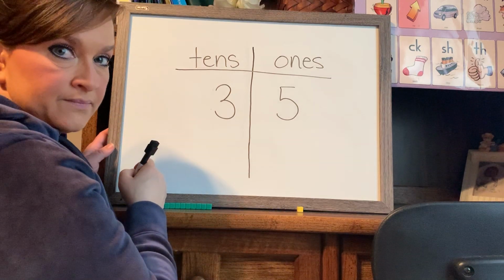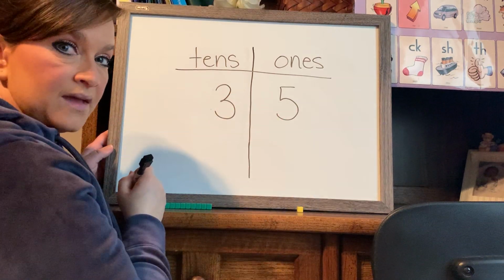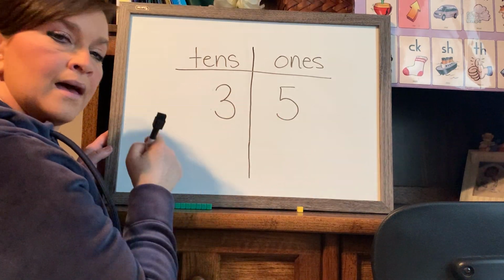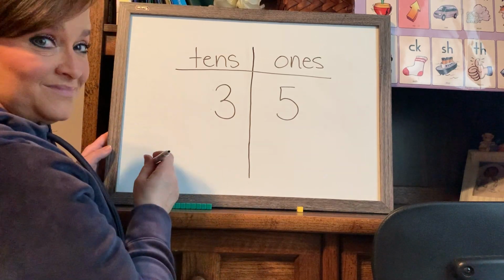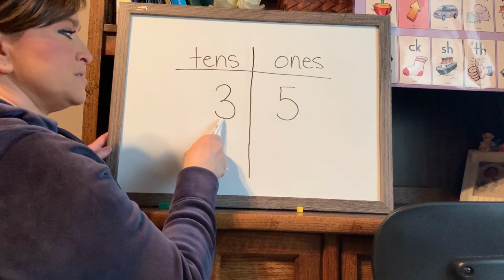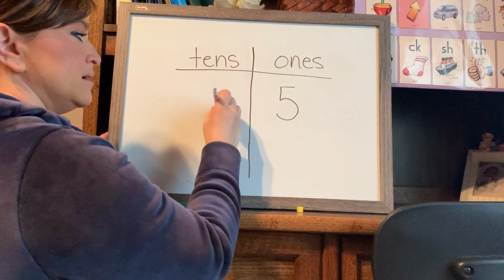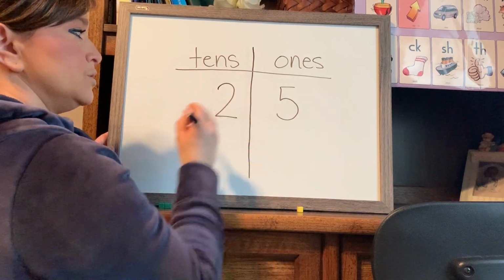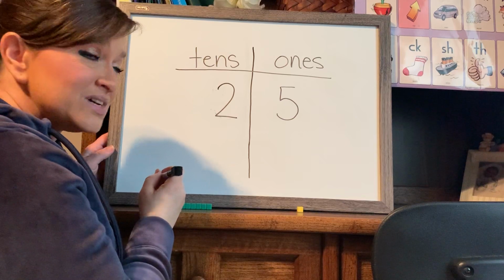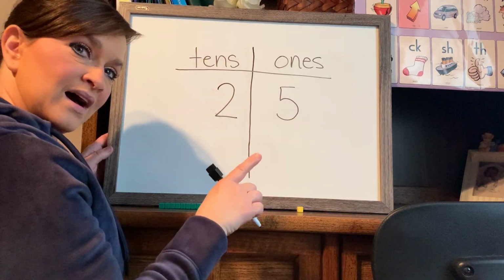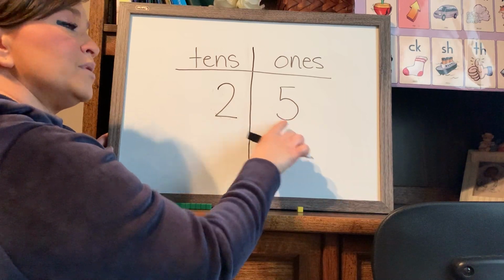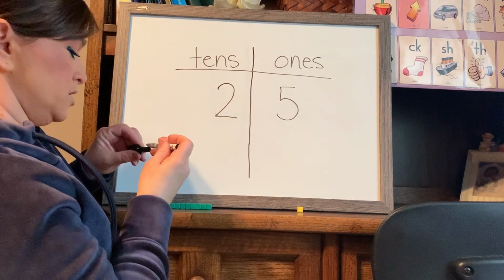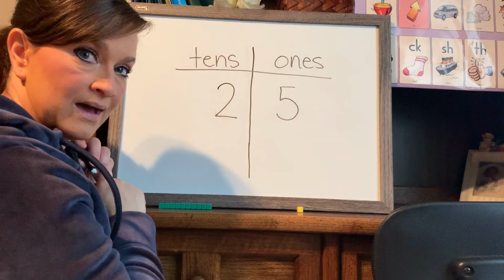All right, here's the last one. Take 35, and what would 10 less be? Did you change the 3 to a 2? That's what it should be. The 35 went down to 25.